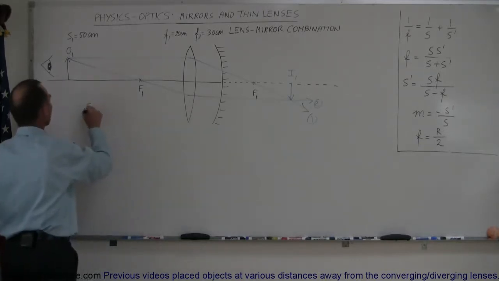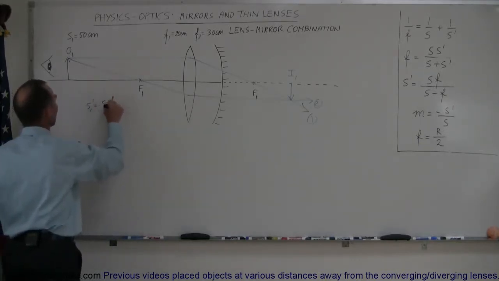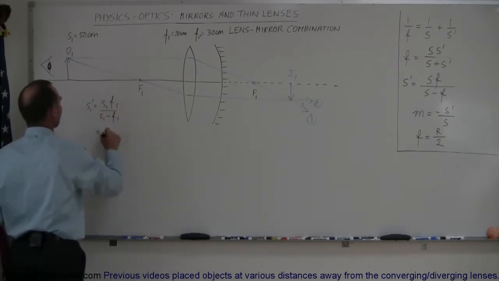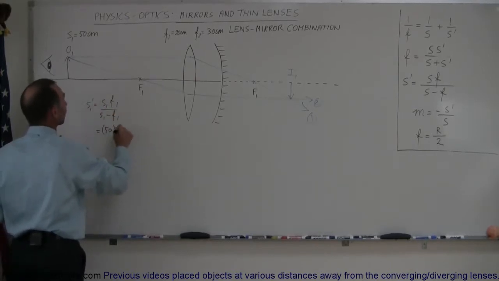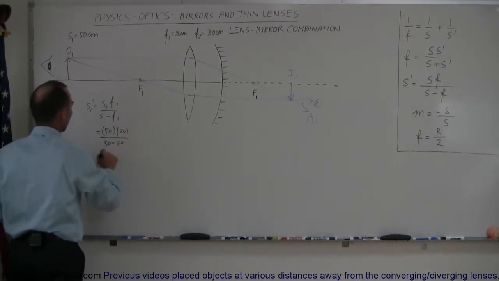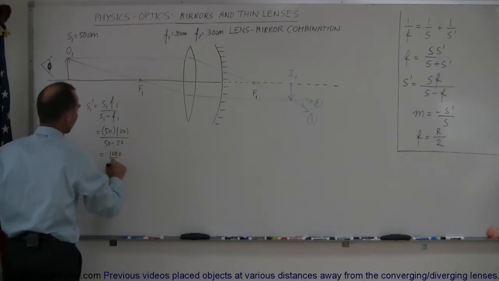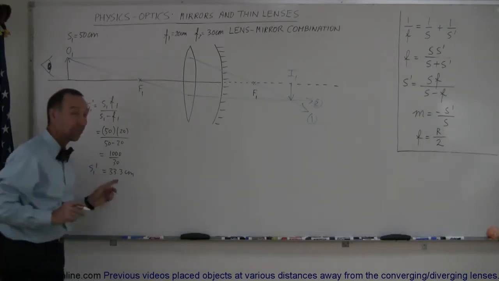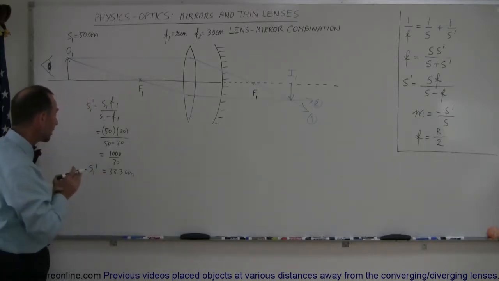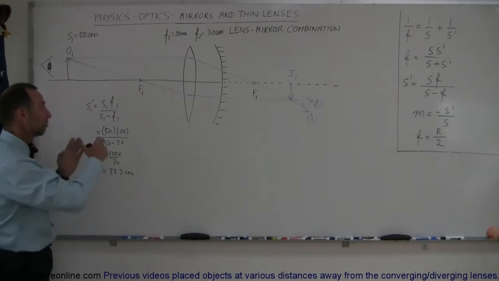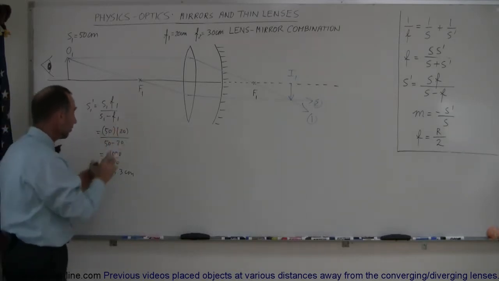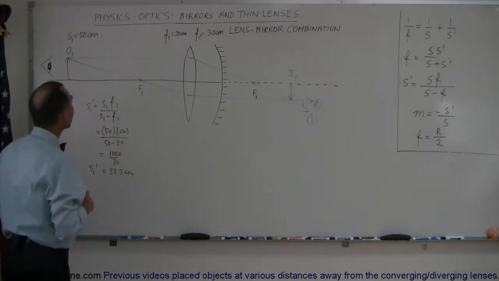To find out exactly where that is located, we use our equation. We can say that S1 prime is equal to S1 F1 over S1 minus F1. And so S1 was 50 centimeters, F1 was 20 centimeters. So this would be 1,000 divided by 50 minus 20, or 30, which is 33.3 centimeters. So that would be S1 prime. Notice that it's a positive image distance. Positive means that it's a real image relative to the lens.